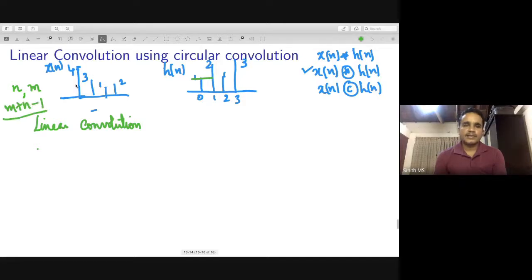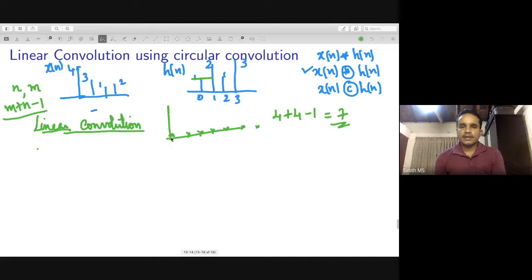So here you can see that there are 4 samples. Here you have another 4 samples. So the total number of samples will be 4 plus 4 minus 1, which is 7. So you should have 7 samples in the linear convolution. So 1, 2, 3, 4, 5, 6, 7. Now, how will you do linear convolution of this?